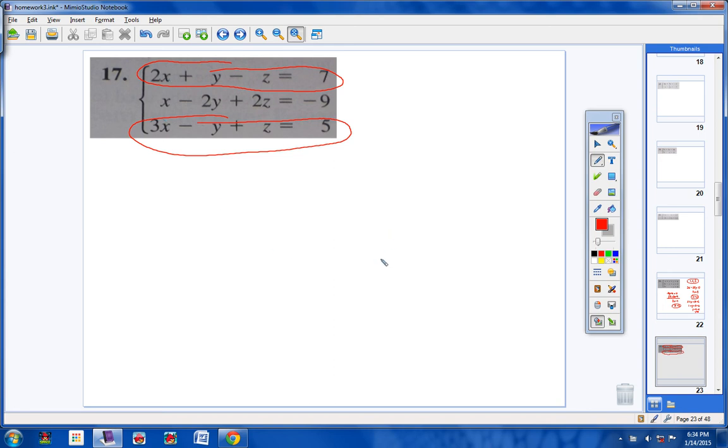2x plus 3x is 5x. Positive y, negative y. Actually, I'm going to be able to get rid of 2 variables. I didn't mean to do that, but it's great. I wasn't even thinking about that. So your y's cancel. Positive y, negative y, your z's cancel. And 7 plus 5 is 12. Alright, so there we go. So now we're left with x equals 12 fifths.